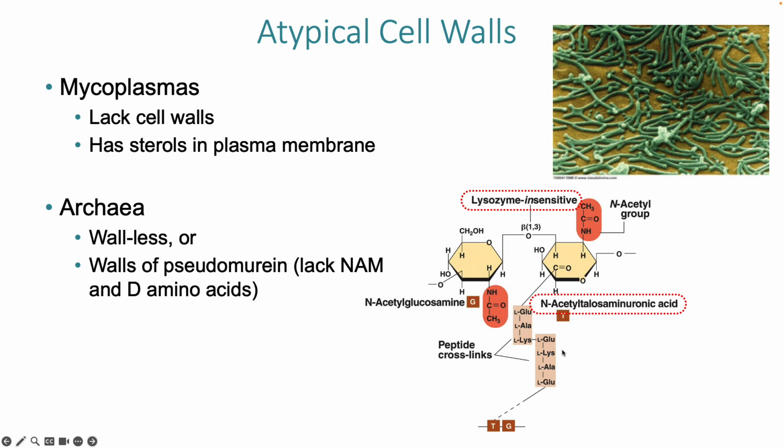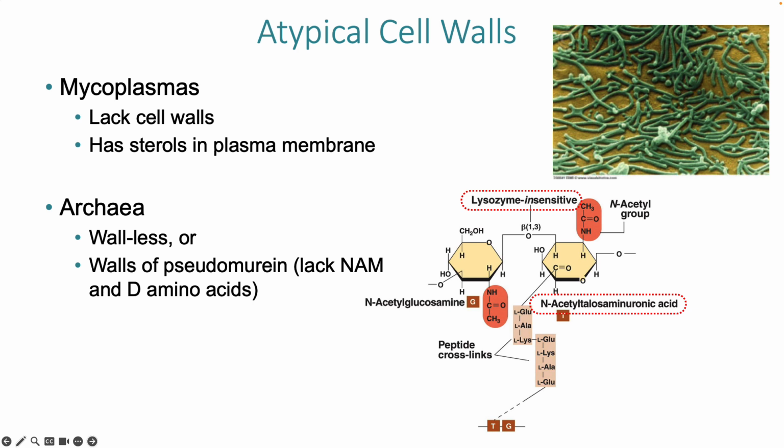The other thing that I really want to point out here is something that is going to become relevant in just a couple of minutes. This linkage between N-acetylglucosamine and the other carbohydrate in archaeal cell walls, in pseudomurein, is lysozyme insensitive. So that means the enzyme lysozyme cannot break it apart. The enzyme lysozyme can break apart peptidoglycan.